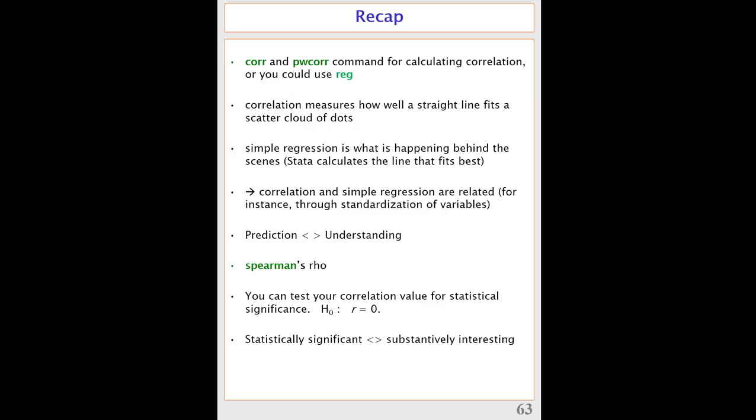The typical test, the H0 that is being used here, is that the correlation is 0. In principle, you could test against any value there. So if you want to test whether the correlation might be 0.15, you could do that too. But the standard output that Stata will give you is all related to equal to 0.